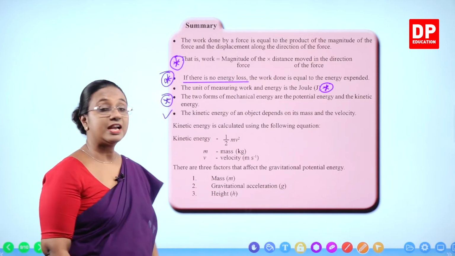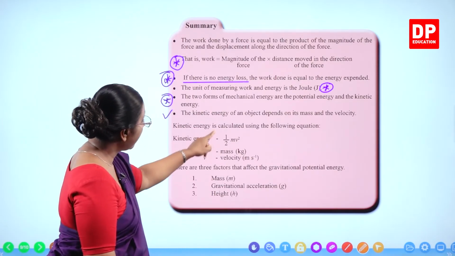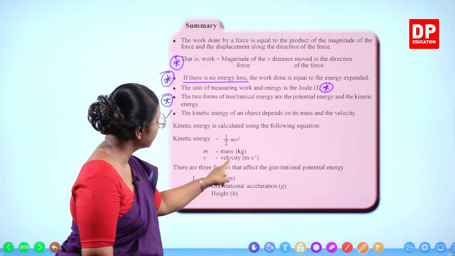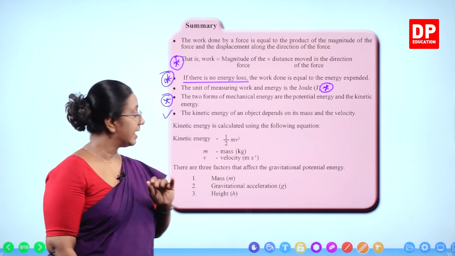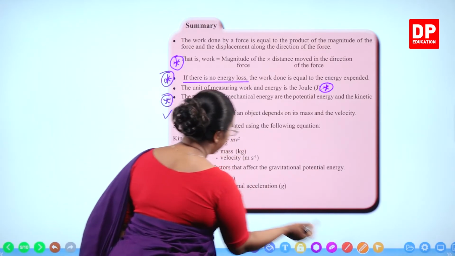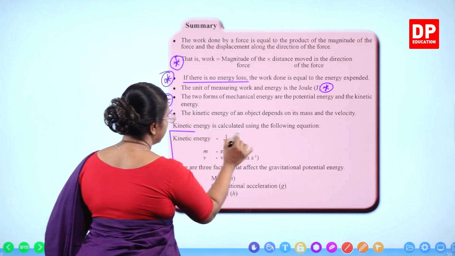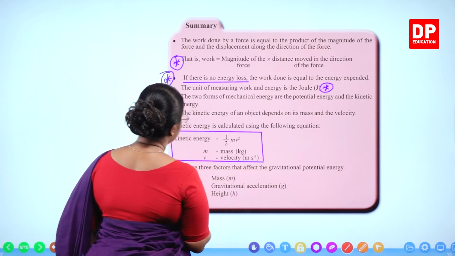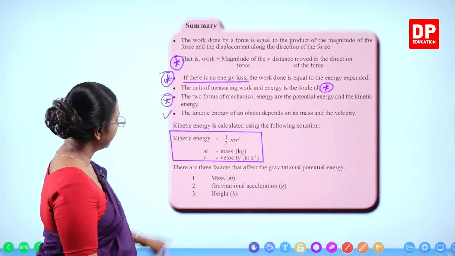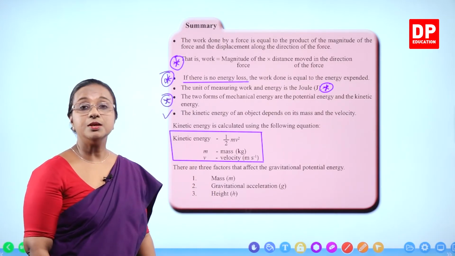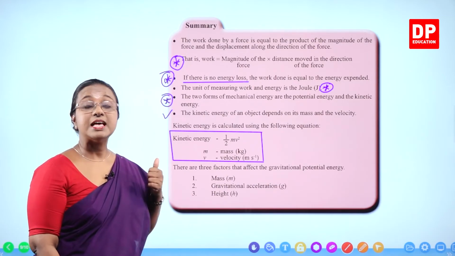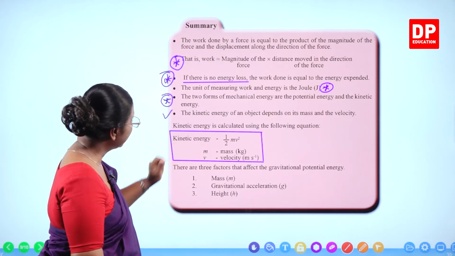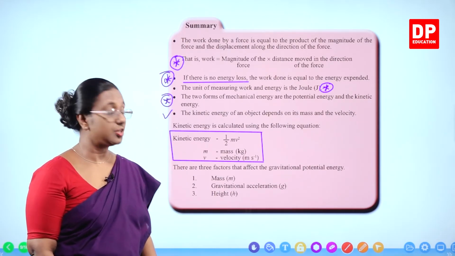Kinetic energy, normally we write it as E subscript K equals half mv squared, where m is the mass in kilograms and v is velocity in meters per second. That is very important. That is an equation that you all have to remember, students. Calculating kinetic energy: kinetic energy is half mv squared, where m is mass and v is velocity. And the standard units: mass has to be in kilograms, velocity has to be in meters per second. So you will get the unit for kinetic energy as joules.